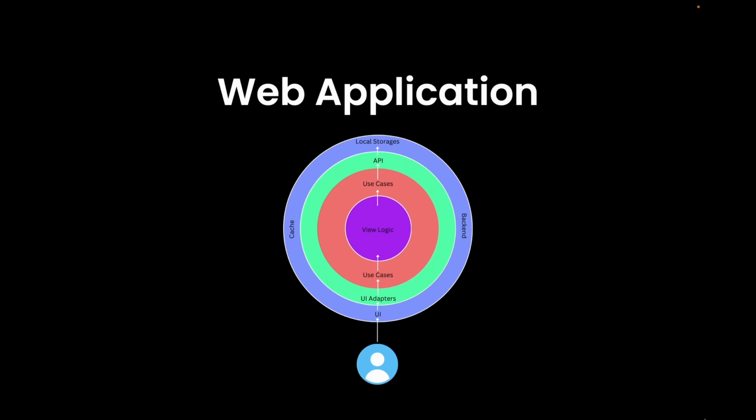Instead of database models, we have view logic at the center. The backend becomes just a framework. It doesn't define core logic. So clean architecture can even apply to UI-heavy apps where all the business logic lives on the backend.